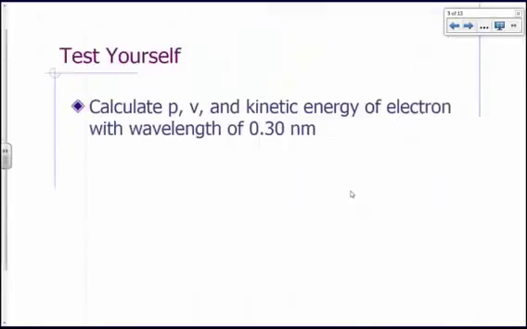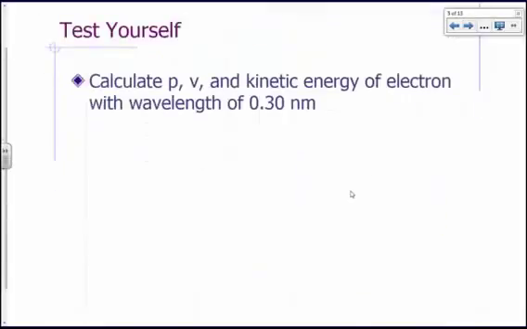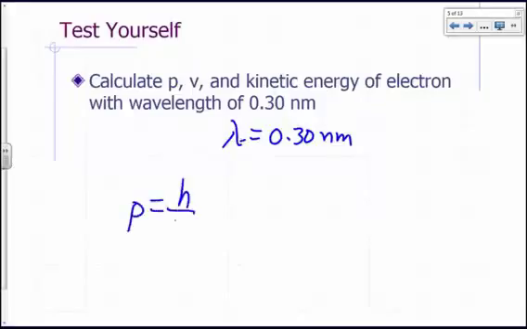Alright. So let's do some simple calculations here. Let's calculate the momentum, the speed, and the kinetic energy of an electron that has a wavelength of 0.30 nanometers. So what equation do we need here? We're given lambda is 0.30 nanometers. How do we calculate P? P is h over lambda.